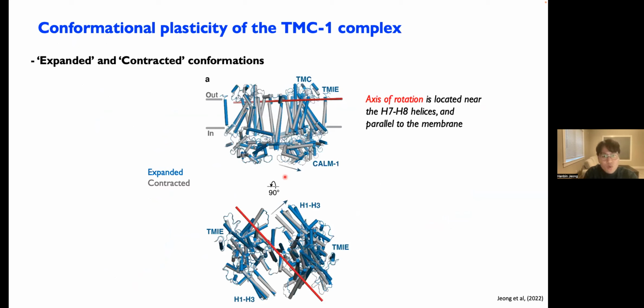And one last thing I want to show you is, as I told you before, during the particle classification in the cryo-EM processing step, I found 2 different conformations of the TMC1 complex, the expanded and contracted conformations. And we superimposed the 2 models, and the result shows that the axis of rotation is almost parallel to the membrane.